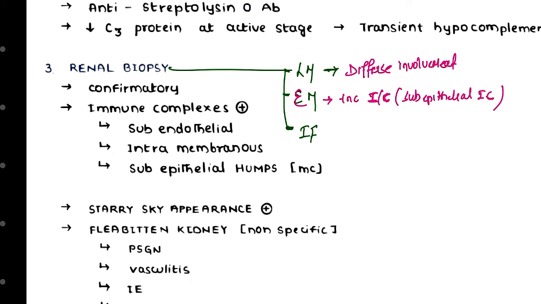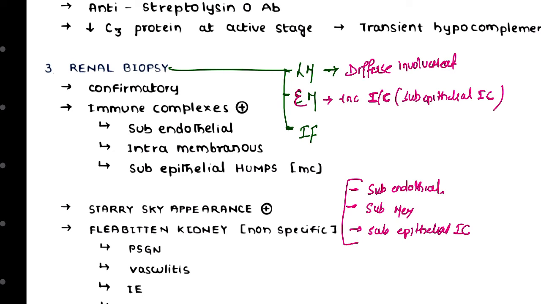There will be deposition of immune complex in different regions. If it is present just in the region of endothelium, then it was endothelial, right? And similarly, if there was presence in the region of basement membrane, then we call it submembranous. Similarly, if they were present just above our podocytes, they were called subepithelial immune complex type. Yes, we talked about these things at that time in the lecture of basic.